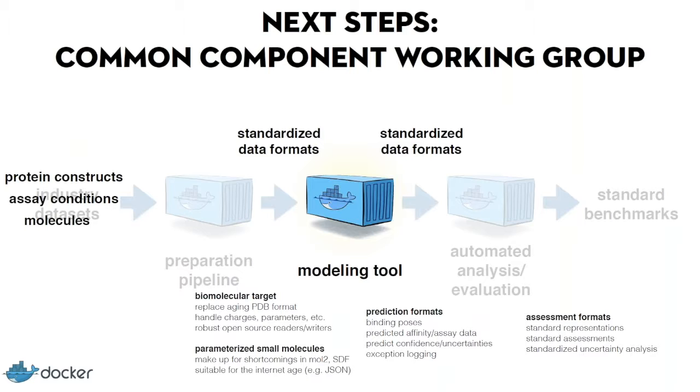I really like this. This is cool. But it seems to me the key is if you could get Schrödinger, OpenEye, Biovia, and CCG on board, right? That's the real key. So how do you do that? Yeah, how do we do that, Greg?